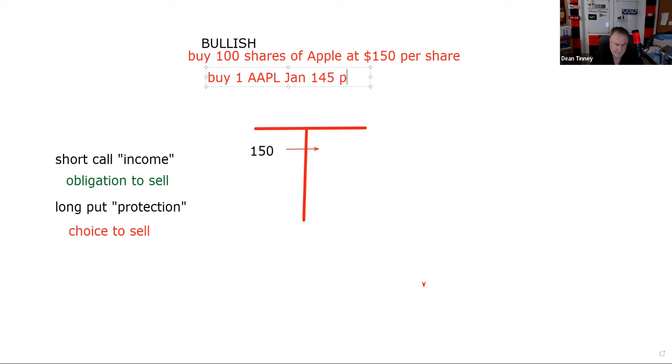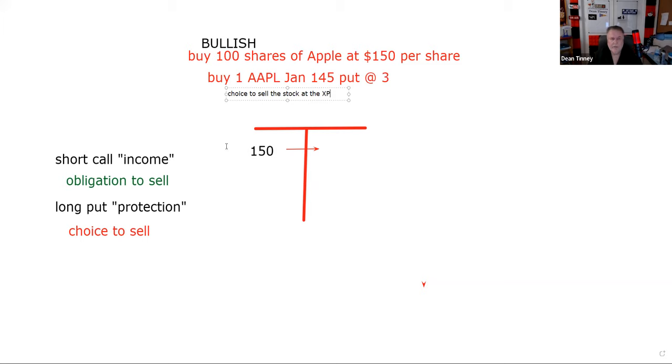That's bueno. Now I don't fall down 150 flights of stairs. I only fall down to 145. By 145 put, protection costs money. And let's say that costs me 3 points. Boom. Now, what I always like to do underneath that, if I get stuck, particularly on puts, because puts are the ones that throw people for a loop: choice to sell the stock I own at the strike price.